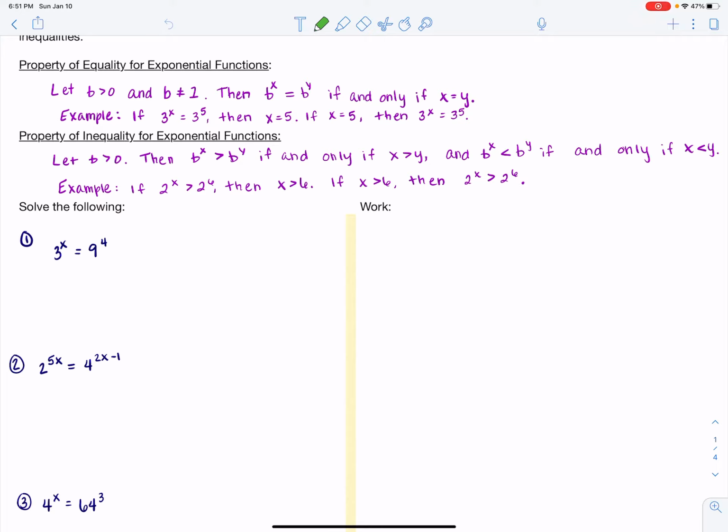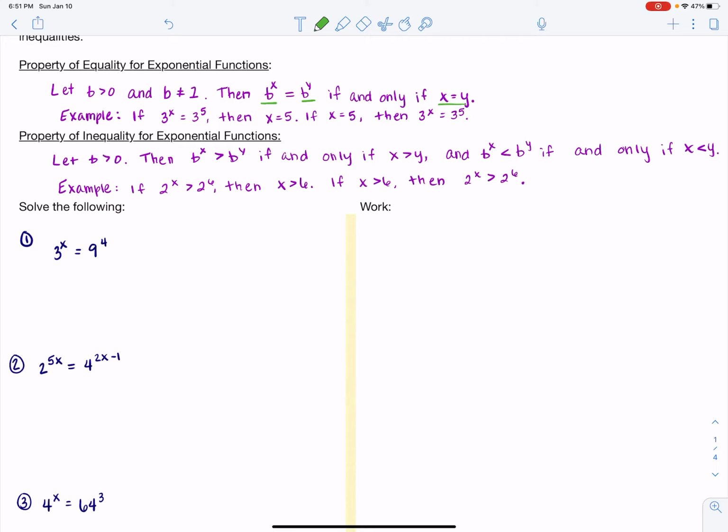And it says let b be greater than 0. So you need b to be a positive number and b not equal to 1 whole. So if b is 1 whole, this doesn't apply. You also can't have a negative b value. So we're talking about the base. So as long as b to the x power is the same as b to the y power, so as long as your bases are the same, then you can say that the exponents would be the same as well.